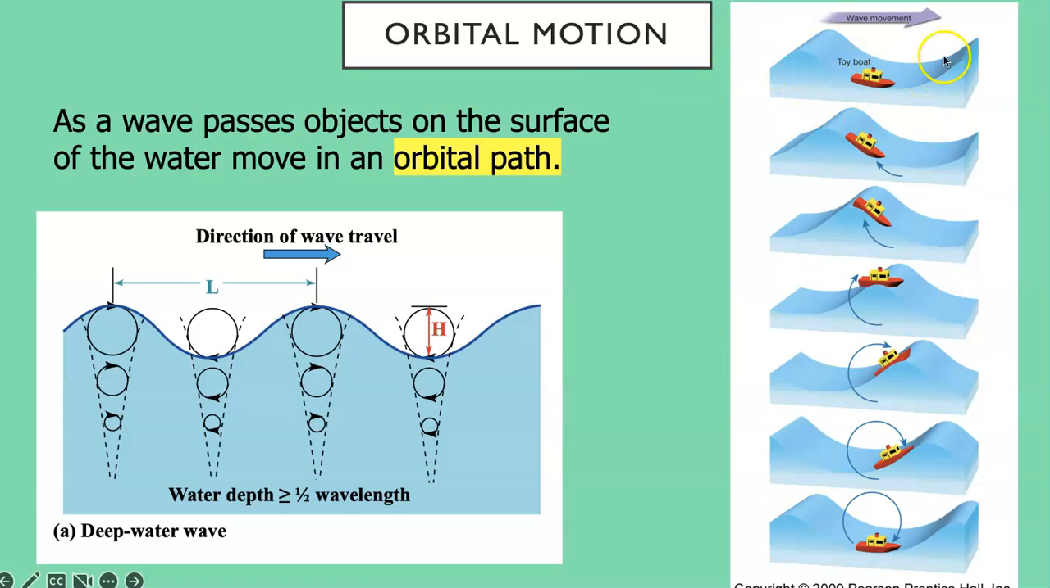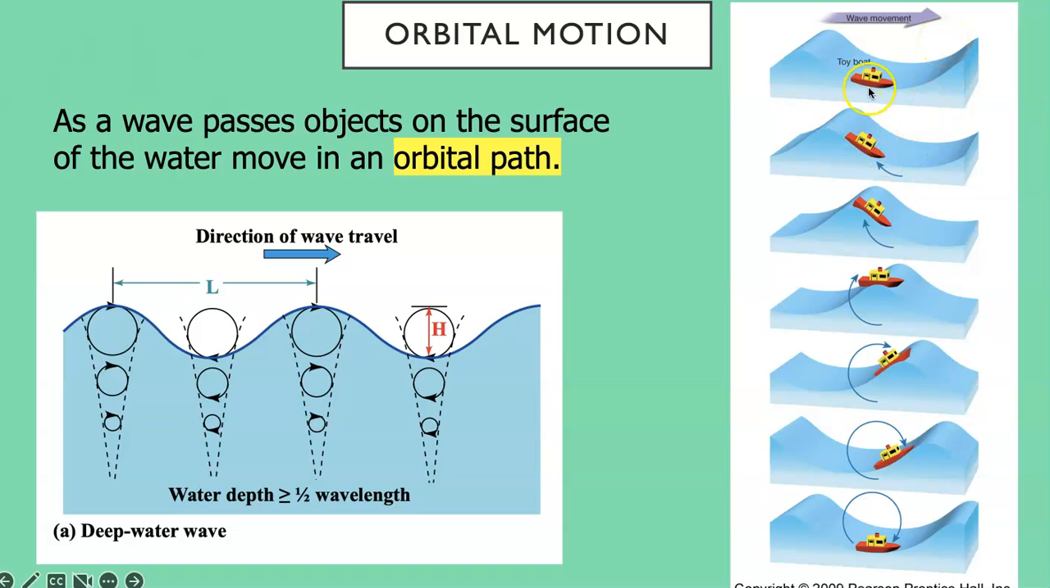If you look at this picture to the right, here's a little toy boat, and the wave is moving through the water from left to right. And if you just watched the boat, you would see that as the boat goes up and then eventually over the wave, and then the wave passes by it, it's actually making an orbital motion. It's not really moving left to right like the wave motion is.